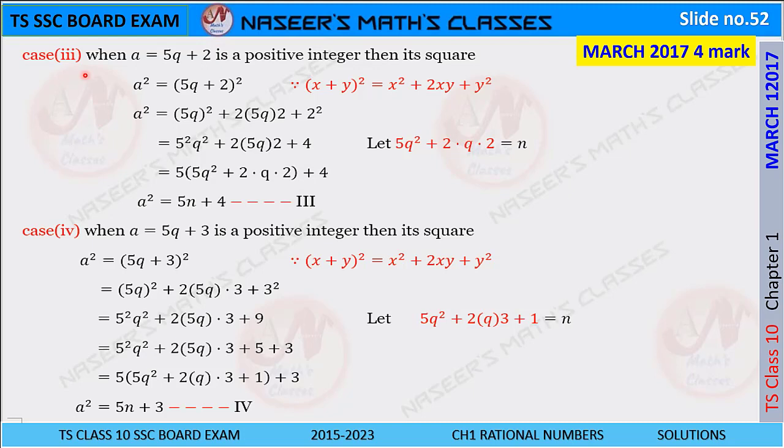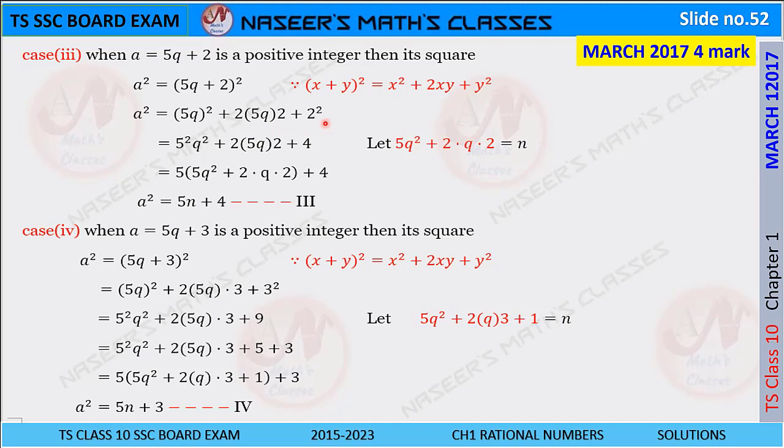When a = 5q + 2 is a positive integer, then its square is written as a² = (5q + 2)². RHS is in the form of (x + y)² = x² + 2xy + y². Then we can write it as (5q)² + 2 times 5q times 2 + 2².